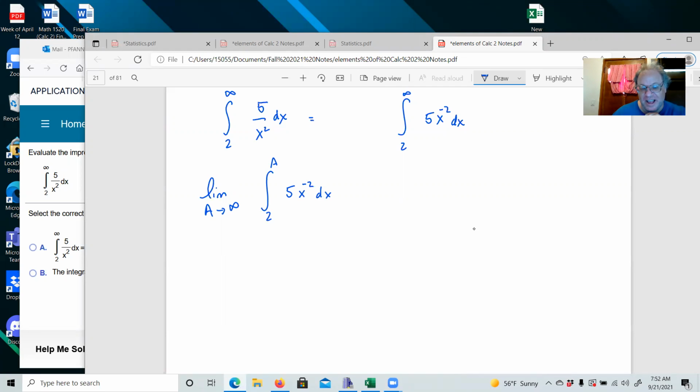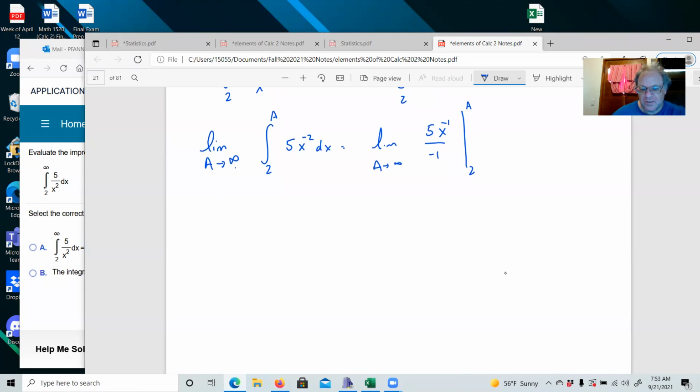This is it. Okay, we replace the infinity, or if there's a discontinuity, we replace that point with a letter, and then we just say, well, the limit as a goes to infinity, and then we evaluate this thing. So go ahead and do that. That's going to be 5x to the negative 1 over negative 1. Okay, that's the integral, and we're going from 2 to a, the limit as a goes to infinity.